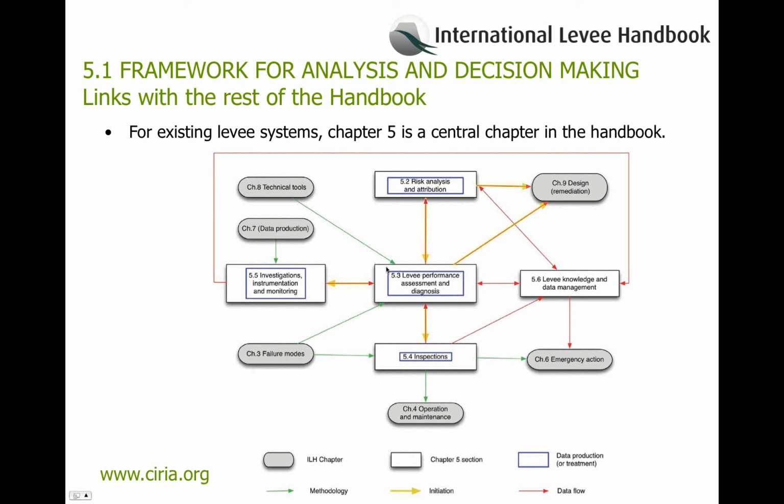These links can also be the initiation of a process. For example, performance assessment, which I detailed in section 5.3, or risk analysis in section 5.2, can instigate the design of remediation measures, which are a Chapter 9 issue, as denoted by yellow arrows. Red arrows, in turn, denote a flow of data, such as the results of inspections, subject of 5.4 here, which are used by performance assessments, subject of 5.3.